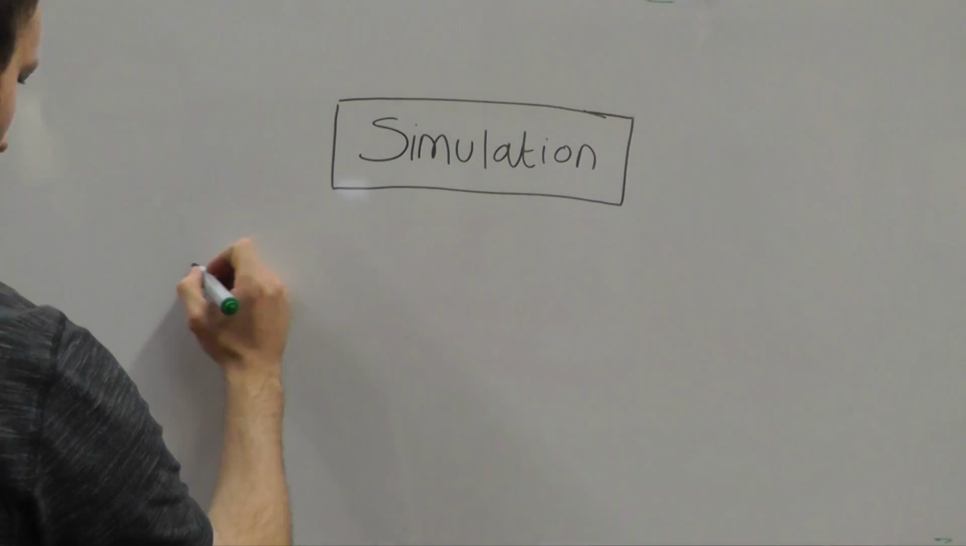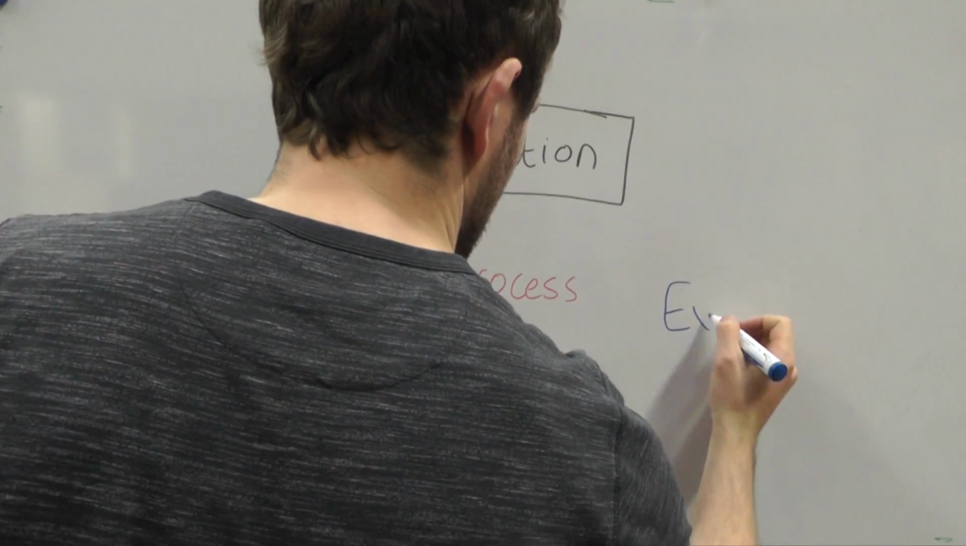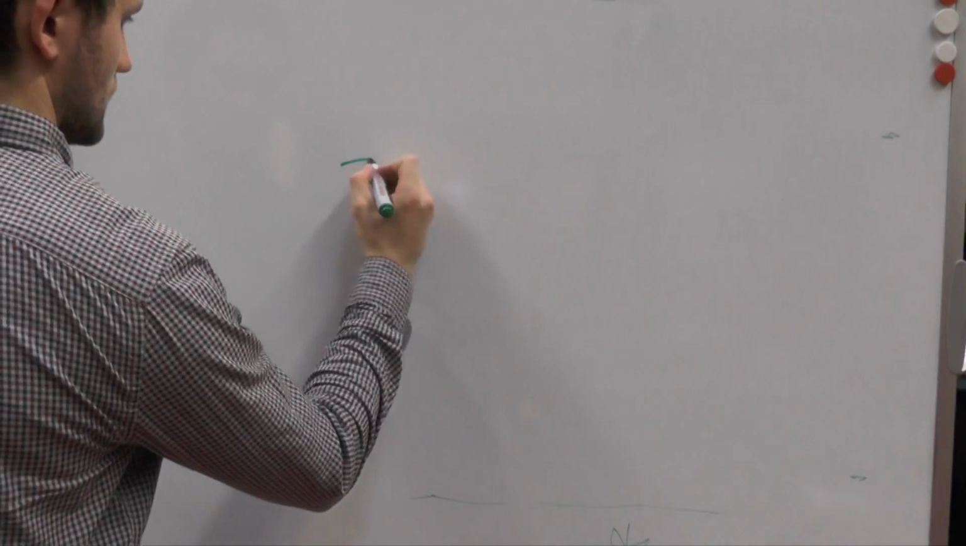So David, now that we know a bit more about yourself, could you please give us an overview of how you could potentially do this? Simulations typically have three strands: the material response, the processing conditions, and an experimental validation.